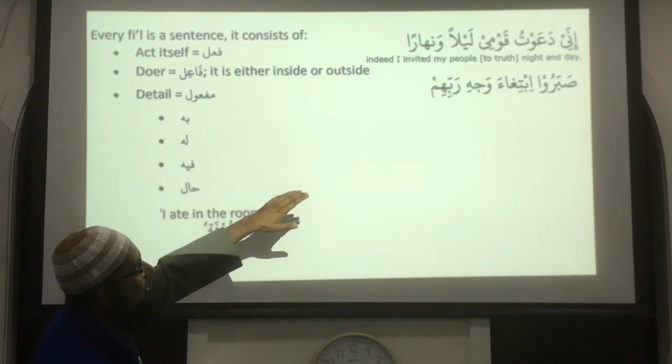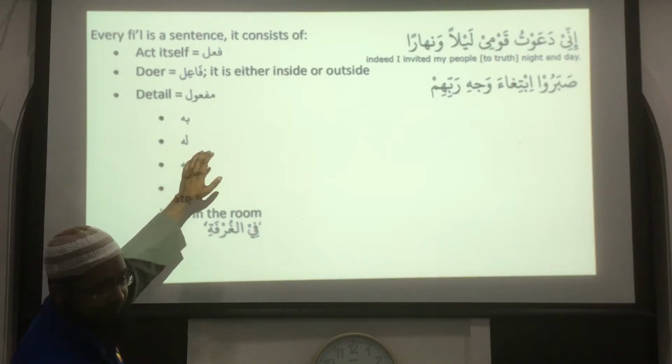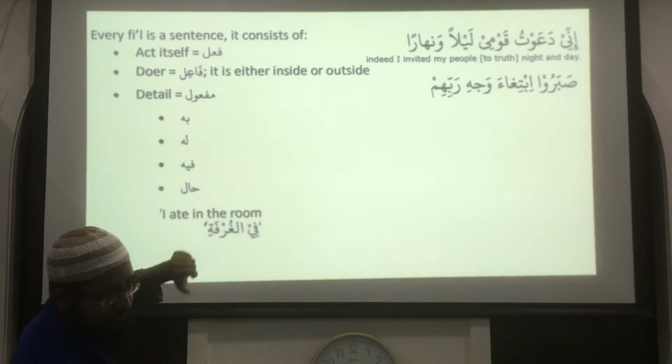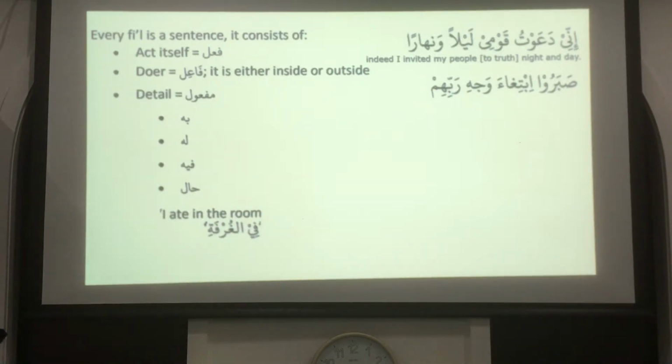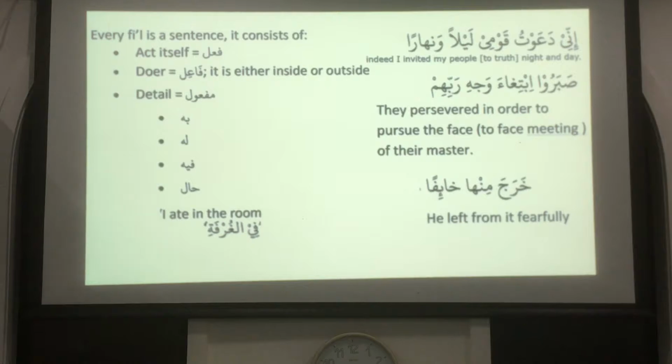So here we have maful lahu. We also have maful bihi. Wajhi rabbihim is for maful bihi, for what they're doing. I'm just giving this example to see all these four types of maful in different ayat, okay? Clear? So they persevered in order to pursue the face, or the face meeting, of their master. This is the last one.